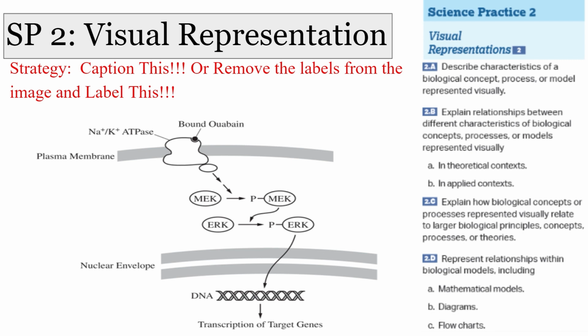Or you can remove the labels, right? You can remove some of these labels, and you can ask the students, label this. You can ask them to describe the process that's happening from this visual representation. Or if you have one, let's see, "explain the process that is occurring that upregulates the transcription of this target gene," and they can use the illustration to help them do that. So any of those things are phenomenal.